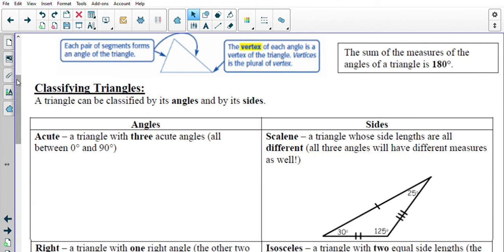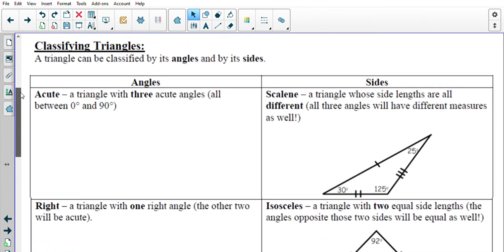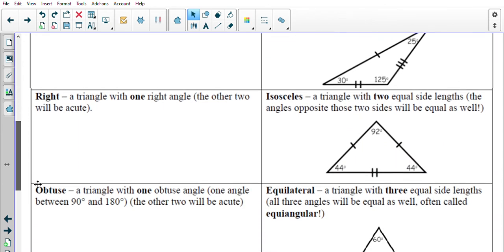Now let's talk about classifying triangles by their sides. This is a little bit more challenging for students, I think, because the names are a little bit more complicated. Scalene is our first one, and that's a triangle whose side lengths are all different. All three angles will also have different measures. So if you notice a triangle that has three different angle measures, the side lengths are all going to be three different lengths. And we use these tick marks to represent side lengths. So we've got a single, a double, and a triple, which means that these three sides have different measures or different lengths, making it a scalene triangle.